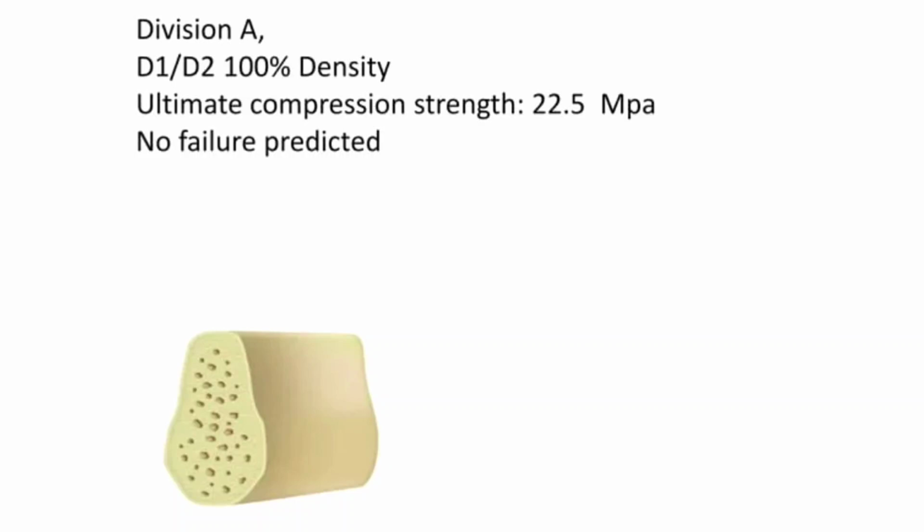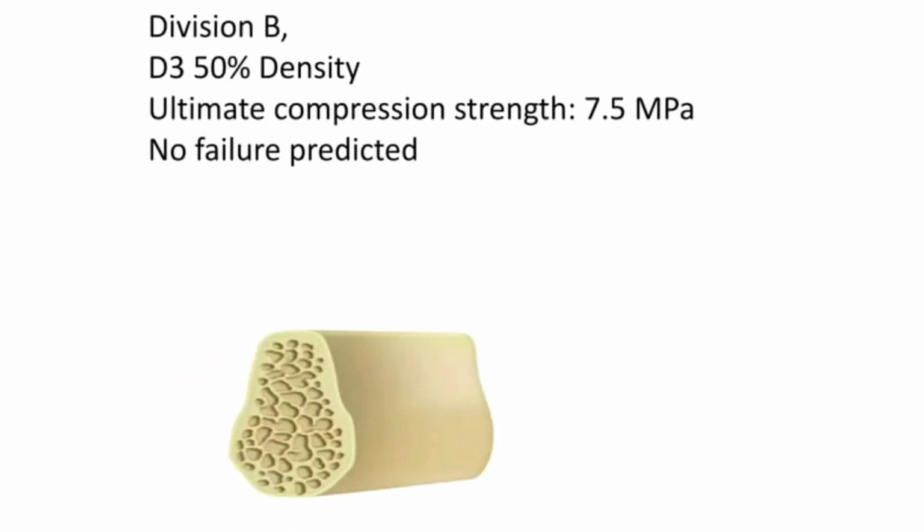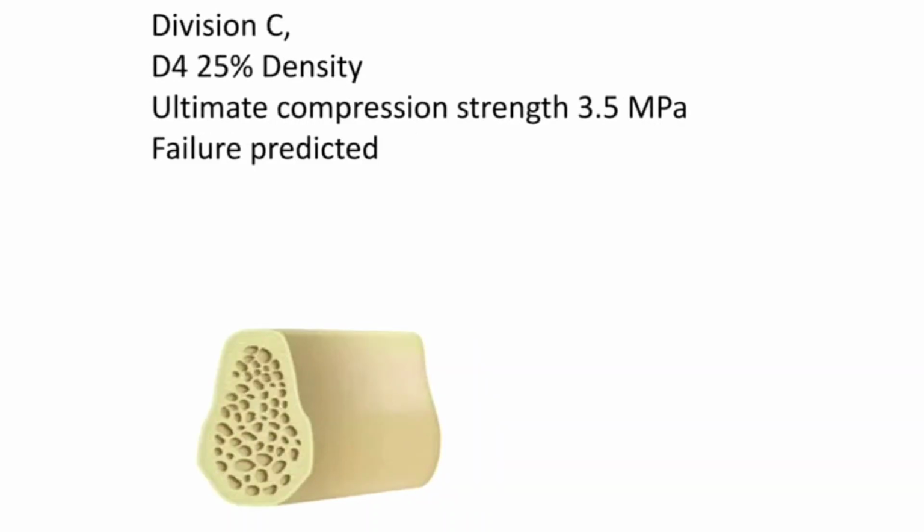Division A, D1 and D2: 100% density, ultimate compression strength 22.5 MPa, no failure predicted. Division B, D3: 50% density, ultimate compression strength 7.5 megapascals, no failure predicted. Division C, D4: 25% density, ultimate compression strength 3.5 megapascals, failure predicted.